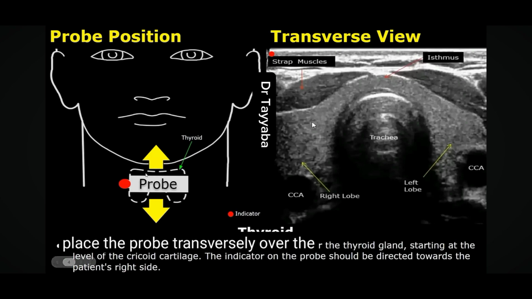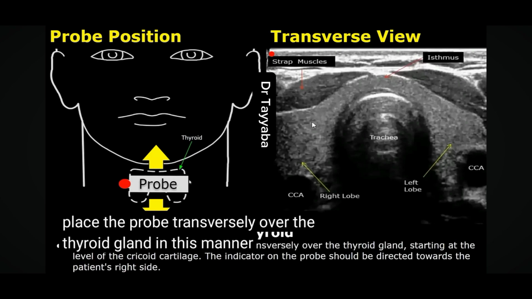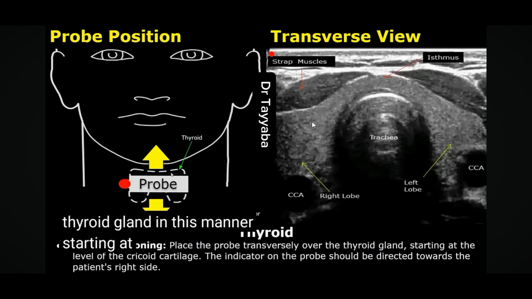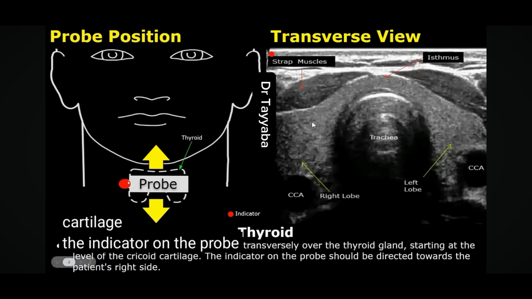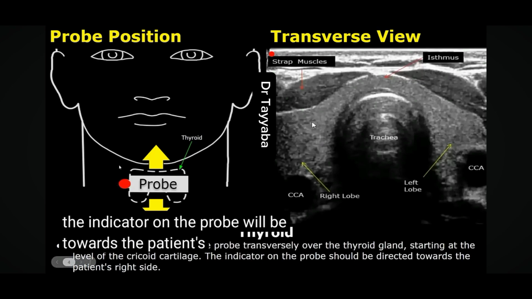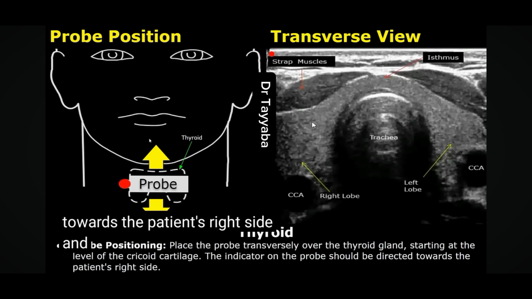Place the probe transversely over the thyroid gland in this manner, starting at the level of the cricoid cartilage. The indicator on the probe will be towards the patient's right side and you will get this type of image.